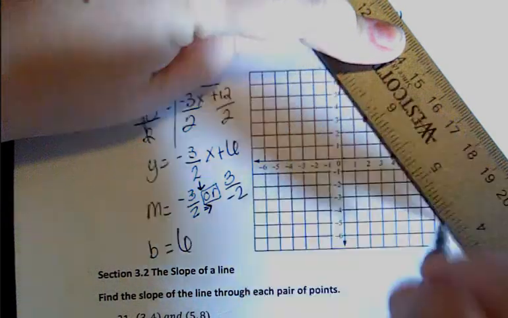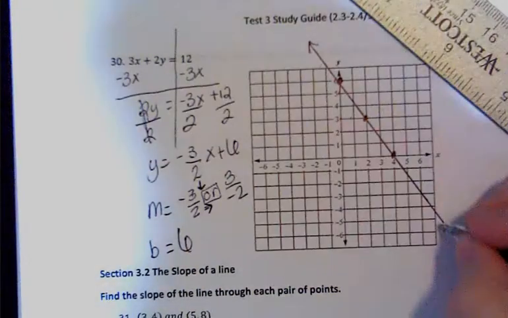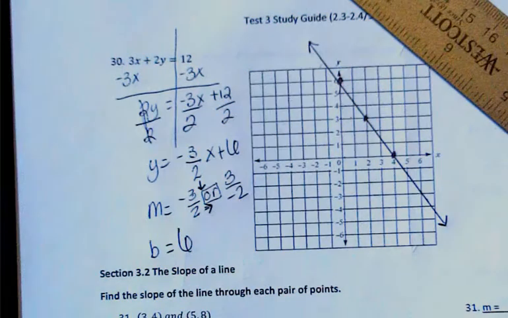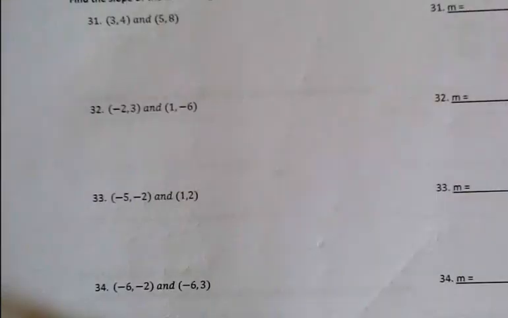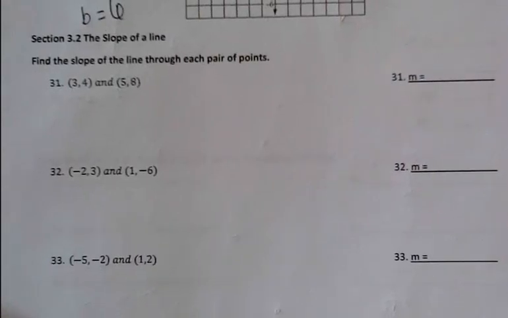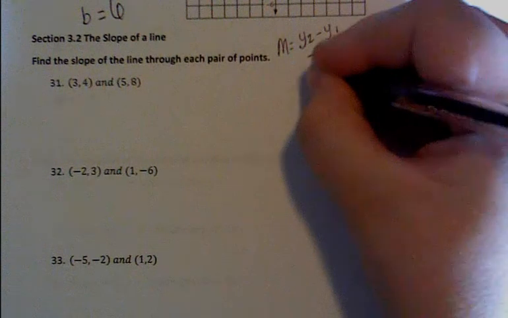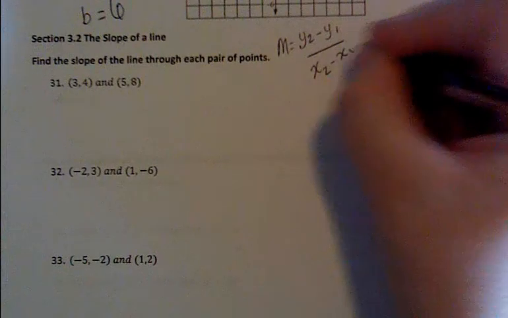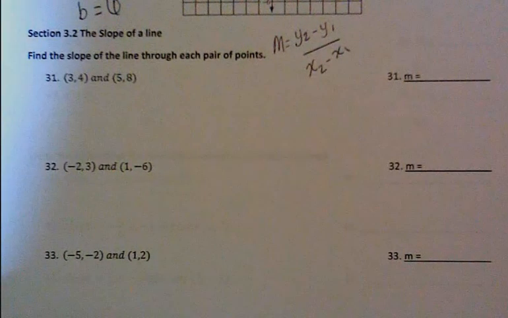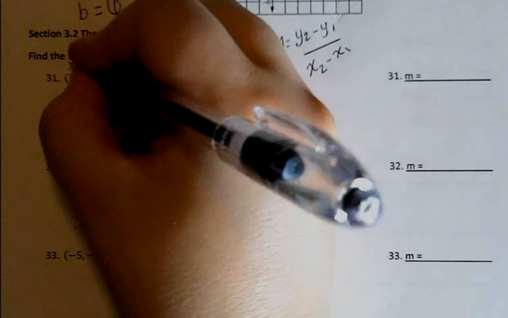Notice how my line goes all the way through my graph, and I have my arrows at the ends. Now the directions say, this is section 3.2, the directions say to find the slope of the line through each pair of points. So the slope of a line, we have the formula m equals y2 minus y1 over x2 minus x1. So whenever you work one of these problems, I recommend identifying your x and y on each ordered pair.